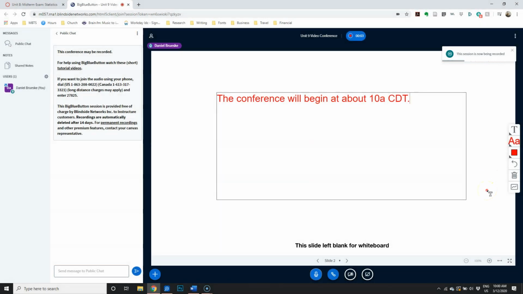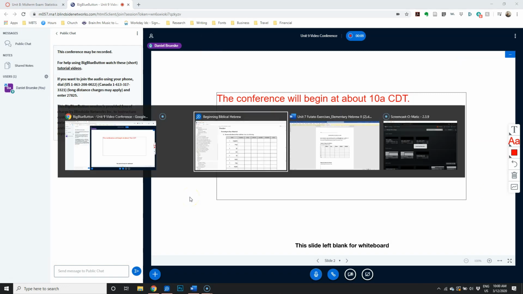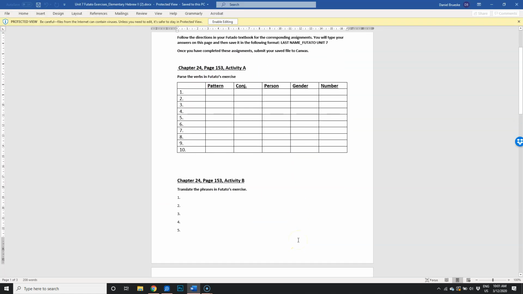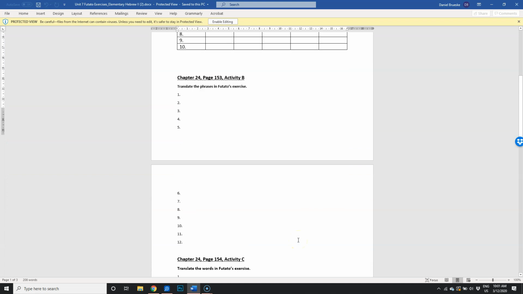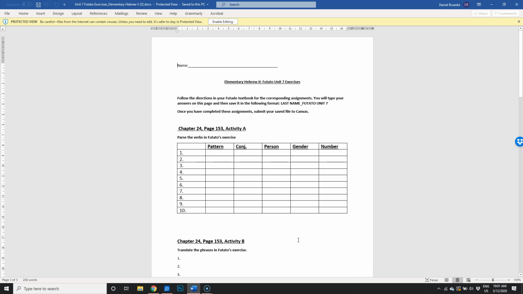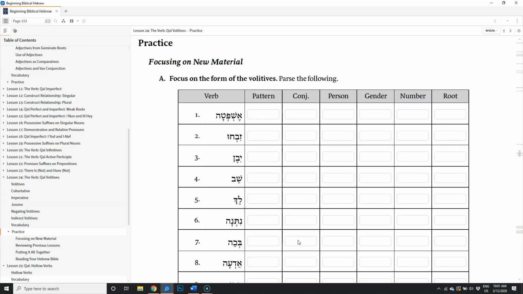All right, guys, we're going to go ahead and start off today by going through the Futato exercises. So if I pull up the exercise sheet here, we're in chapter 24, activities A through F. I'm going to try to go through these quickly, just to give you an overview. Obviously, you have the answers, but I'm going to point out the unusual stuff or tips, things like that.